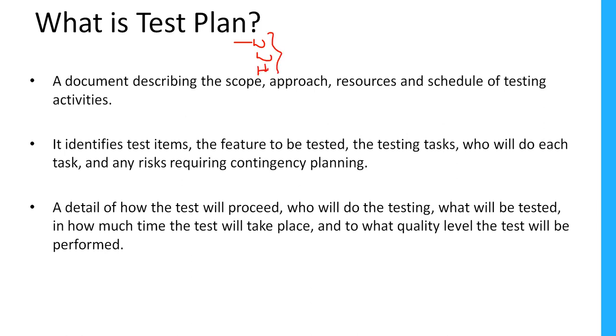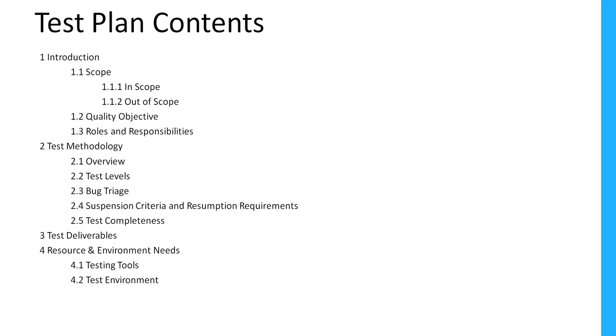Now we'll see in detail what the test plan contains and how the template will be. So normally a test plan document contains these different parts: the introduction part, and here we specify the detailed scope of the document, what the features in scope and what are out of scope, what's the quality objective, what are the roles and responsibilities of different people, and what's the test methodology we follow during testing, overview, test levels, bug triaging, suspension criteria and resumption requirement, and then test completeness criteria, what are the test deliverables, and what the resource and environment needs are, like what are the tools we are going to use, what is the test environment. So all this will be part of the test plan document.